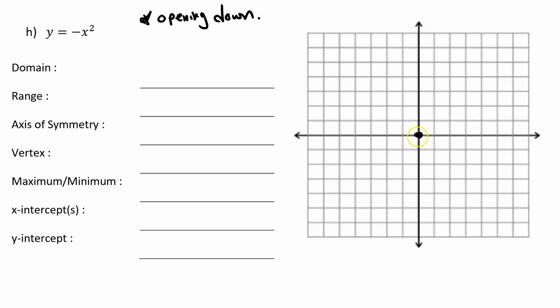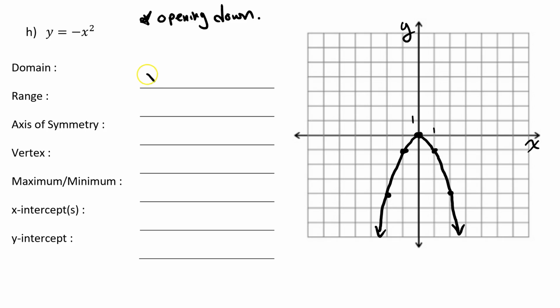So instead of going over 1, up 1 with the parent graph, we're going to go over 1, down 1. Don't forget to put your scale and label your axes. Instead of going over 2, up 4, I'm going to go over 2, down 4. So it looks something like that. So we're getting something that looks like this.